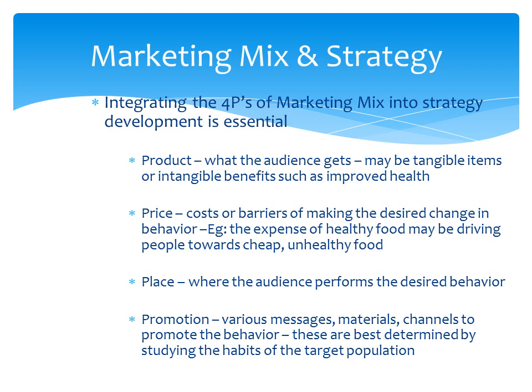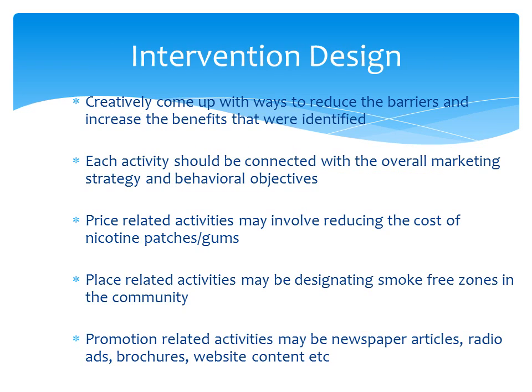Next comes integrating marketing mix into the strategy. Marketing uses the concept of 4 P's, which are product, place, price, and promotion. Product includes what the audience gets, maybe tangible items or intangible benefits such as improved health. Price includes costs or barriers of making the desired change in the behavior. For example, the expense of healthy food may be driving people towards cheap unhealthy food. Place is where audience performs the desired behavior. Promotion includes messages and materials.